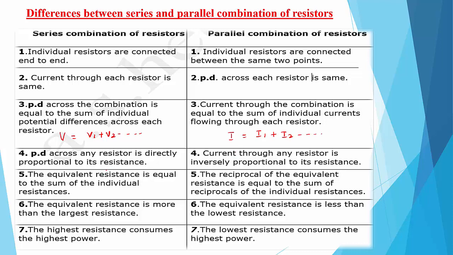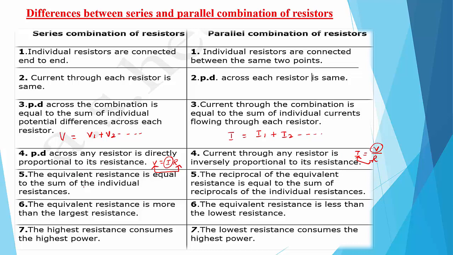Then come to the fourth difference. Potential difference across any resistor is directly proportional to its resistance, because we know the equation V equal to IR when the current is constant. So V and R are directly proportional. But in parallel combination, current through any resistor is inversely proportional to its resistance. That means I equal to V divided by R. Here V is a constant, so I and R are inversely proportional to each other.